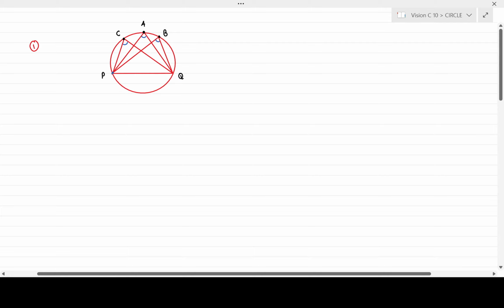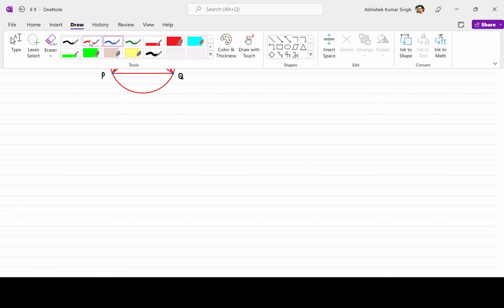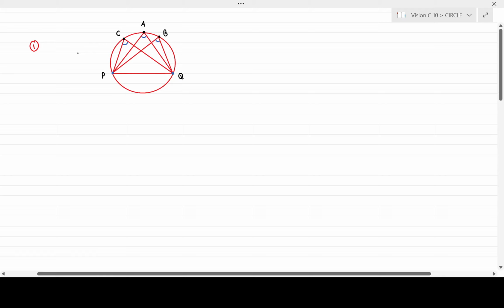So whenever you see a common chord subtending the angles at the circumference, the angles are equal in value always. Because for angle C, the chord is PQ. For angle A, the chord is again PQ. And for angle B, the chord is again PQ. So a common chord subtends the same angle at the circumference of the same circle. Theory number one.